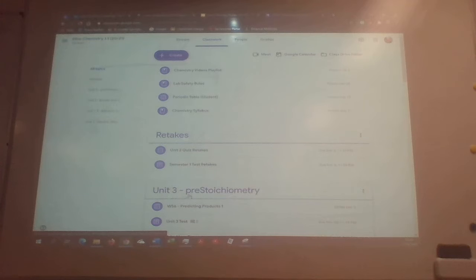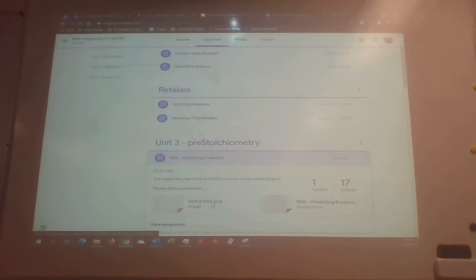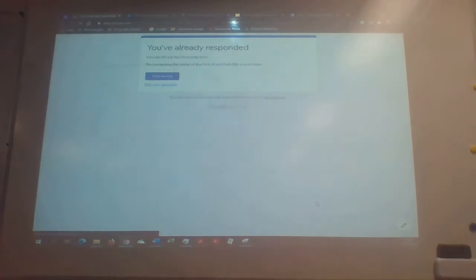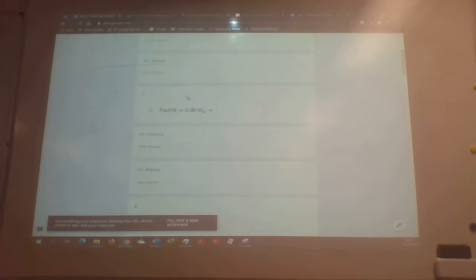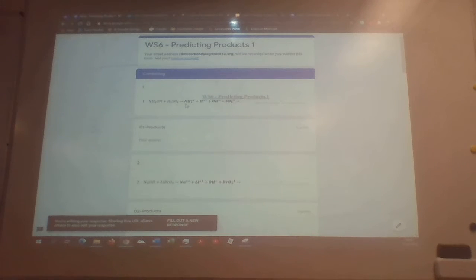So if you go to Unit 3, Pre-Stoic, Worksheet 6, Predicting Products, this was the original image. This is what we're clicking on as the form. You're going to go to edit your response. And now there's an opening section. This is what we did on, what was that? Thursday last week. And if you hit next, there is now another section at the back. Now, these four bolded terms are the answers from the previous section. So today, what we're going to be doing is putting these back together.